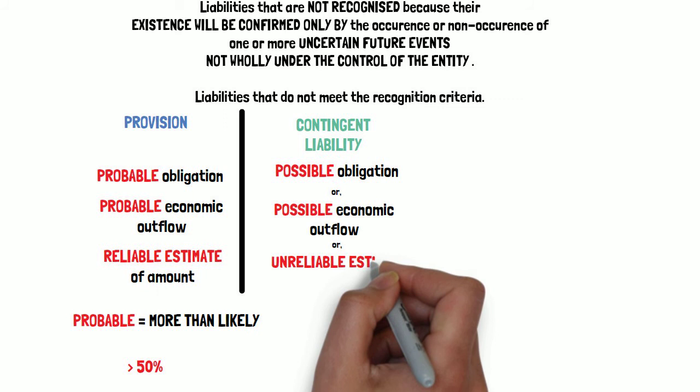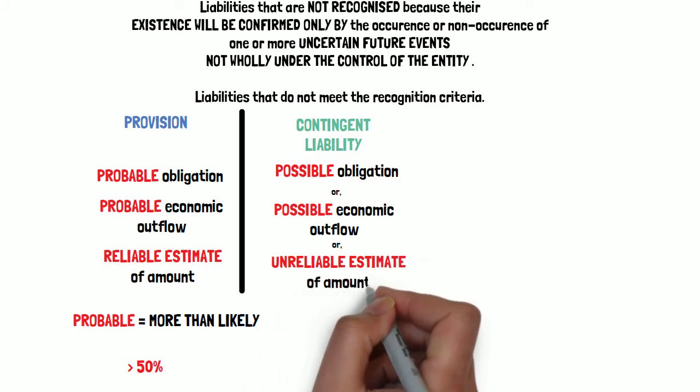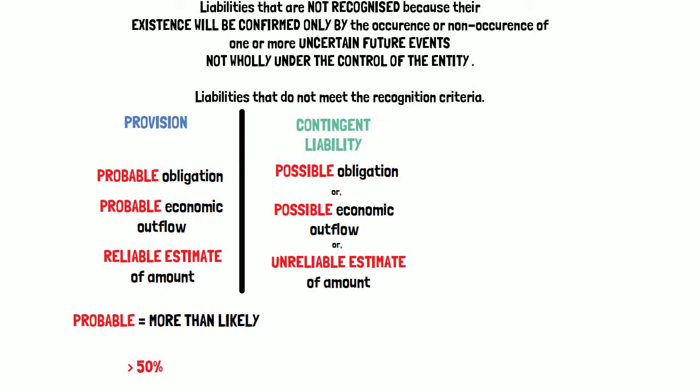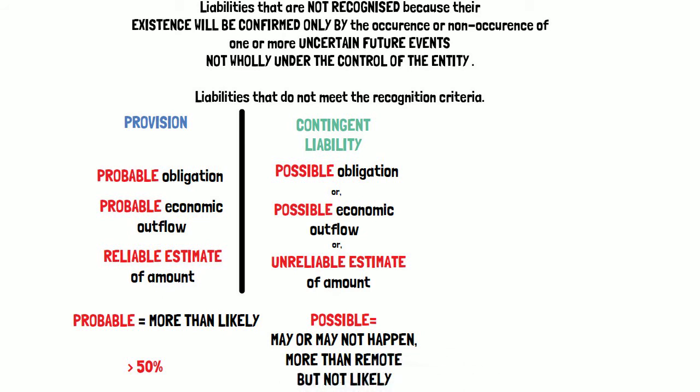And the last case is whereby we cannot reliably estimate what the amount is, what the economic outflow is, whereby the estimate is unreliable. It cannot be recognized as a provision, it cannot be recognized in the financials, and therefore it's disclosed as a contingent liability. So the key in contingent liability is the word possible. It may or may not happen. There's more than a remote chance that it will happen, but it is not likely. It is not going to be greater than 50%.